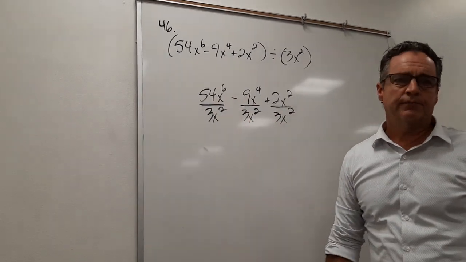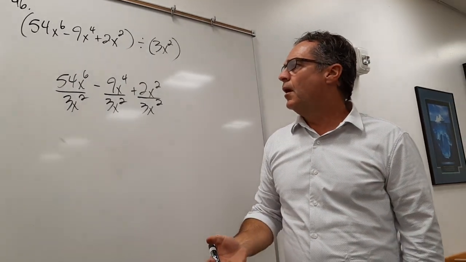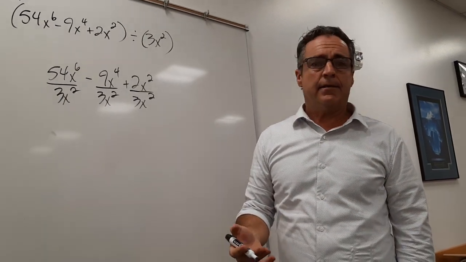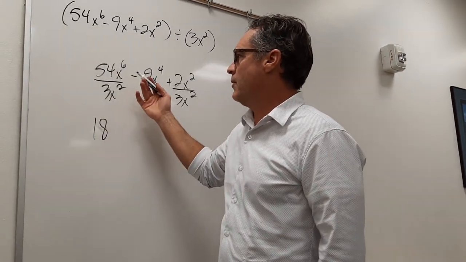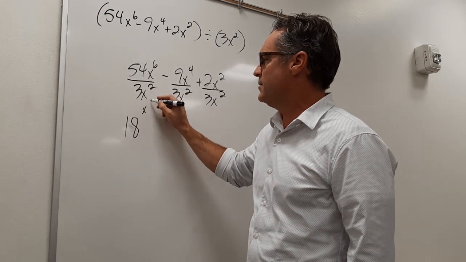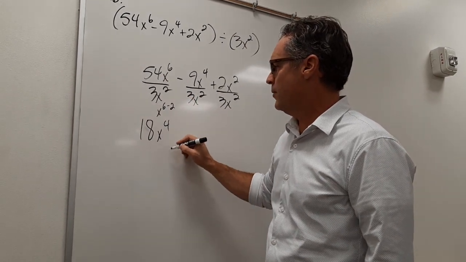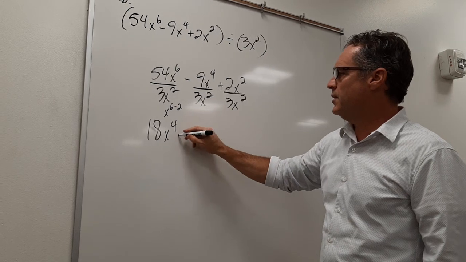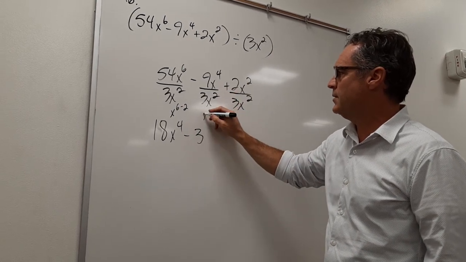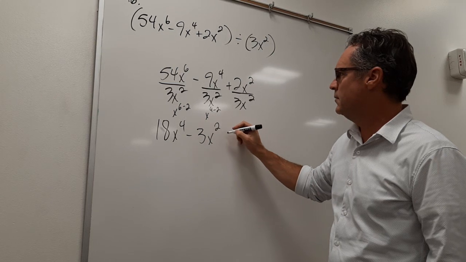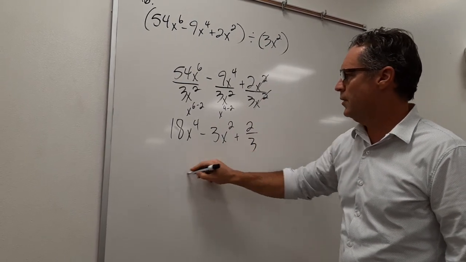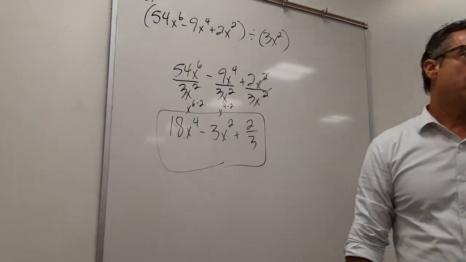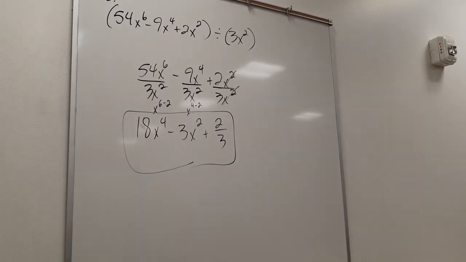54 divided by 3, you put it in the calculator, and you get 18. So you're going to get 18, and you have to check that on a calculator. X to the 6th over x to the 2nd is x to the 6th minus 2, which is x to the 4th. 9 divided by 3 is minus 3. X to the 4th over x to the 2nd is x to the 4 minus 2, which is x to the 2nd. Now these x to the 2nds cancel each other out, and you're just left with plus 2/3. And that is your answer to that problem. Okay, we're going to pause. All right, let's erase as fast as we can.